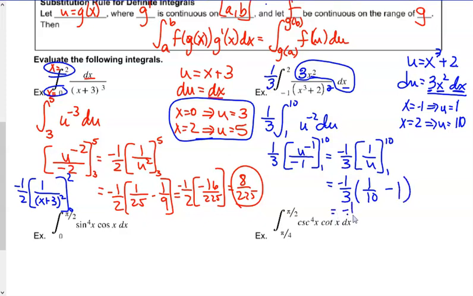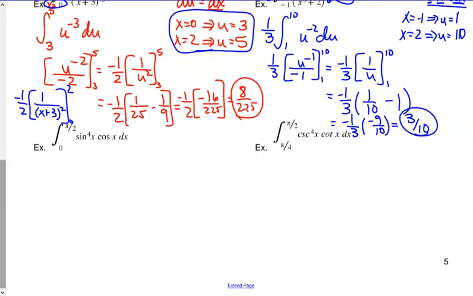And so, negative 1/3 times 1/10 minus 1, so 1/10 minus 10/10 is negative 9/10. And I can cancel the negatives. I can do 3 into there to get a final answer of 3/10. That would be my final answer there. Okay?